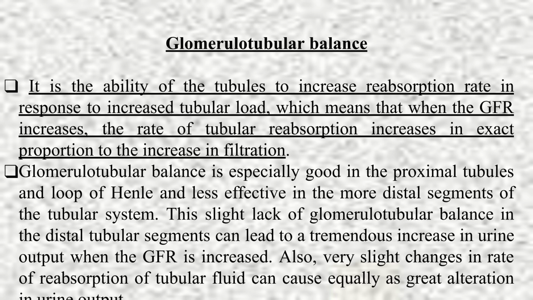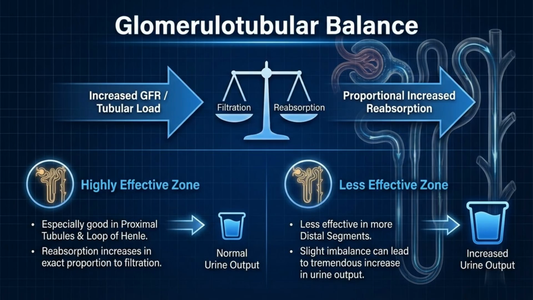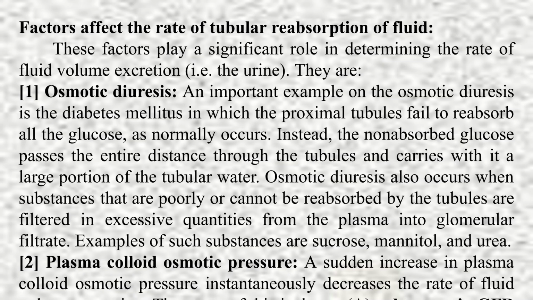Glomerulotubular balance is the ability of the tubules to increase reabsorption in response to an increased tubular load. When the GFR increases, tubular reabsorption also increases proportionally. Glomerulotubular balance is most effective in the proximal tubules and loop of Henle, but less so in the more distal segments.